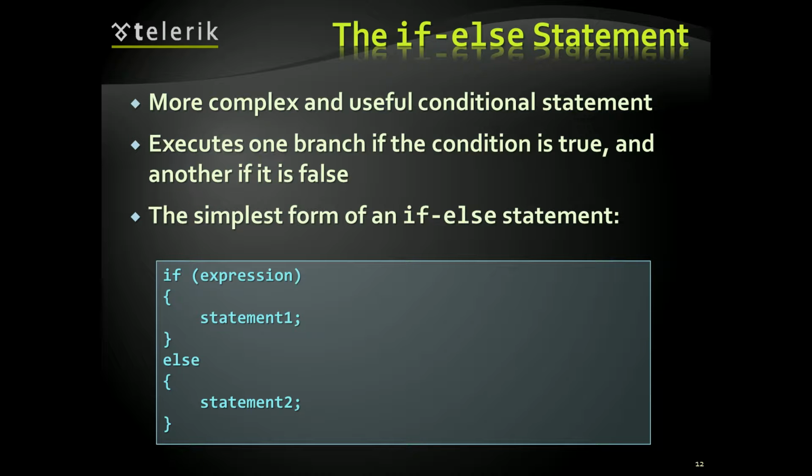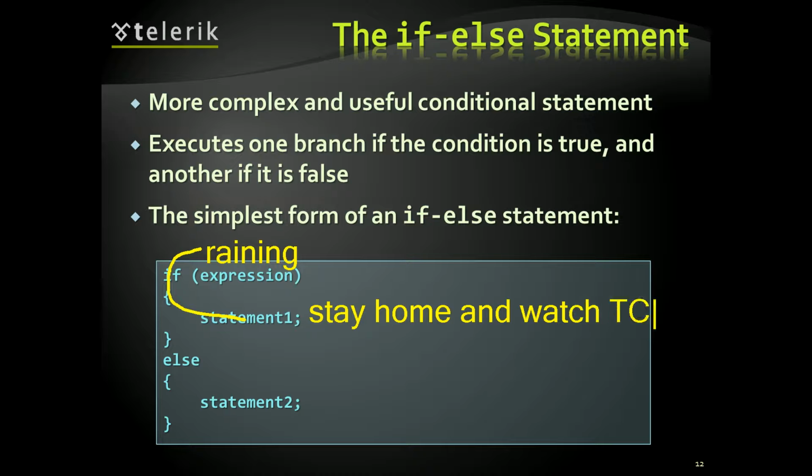So for example, we can have if it is raining, and this thing evaluates to true. Then execute statement 1, which will be stay home and watch TV, or whatever you guys do in your free time at home. And if it isn't raining, so if we have false over here, then we go to the other statement, which is go outside and play ball. We have two different things we can do in two different cases of our condition. So this can only be true or false, and in each case we can do different things.